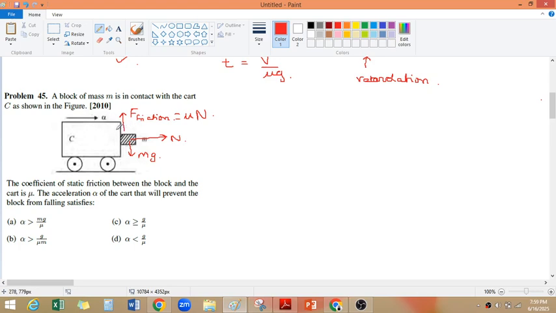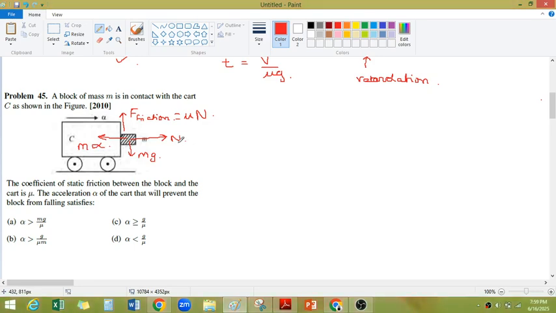We talked about pseudo acceleration in the last class. When the car is suddenly starting, the passengers will get pushed backwards, and that is what we call pseudo acceleration. So when the cart is accelerating this way, the block will experience pseudo acceleration this way, which is alpha. And as I told you, the force will be m into alpha.